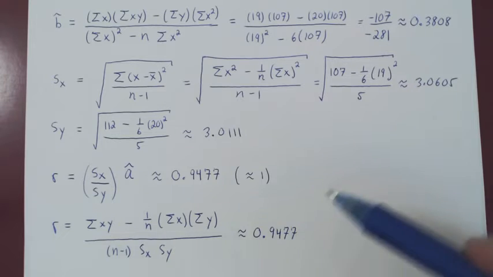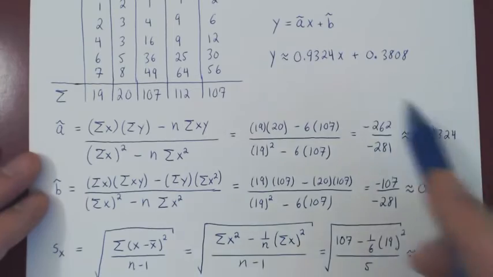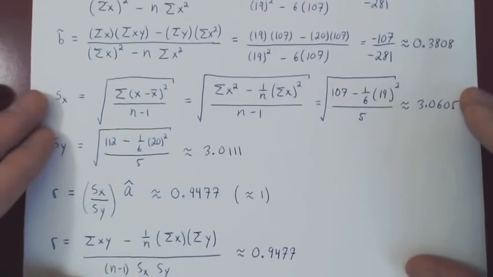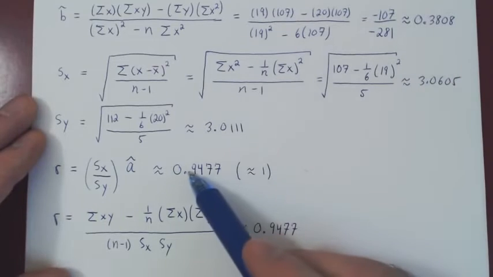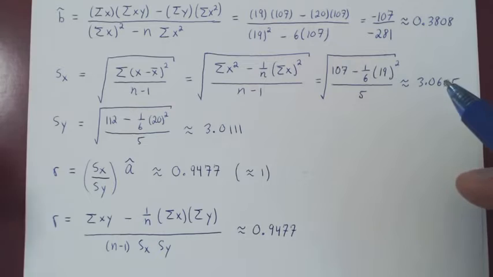Now, if we had a very small value of r, suppose r was 0.02, then we'd have a very weak correlation, a very weak linear relationship between both variables, and we couldn't use the equation for a line of least squares to make predictions. As we have here a fairly strong correlation, we can use our line of least squares to make predictions. So let's do so.